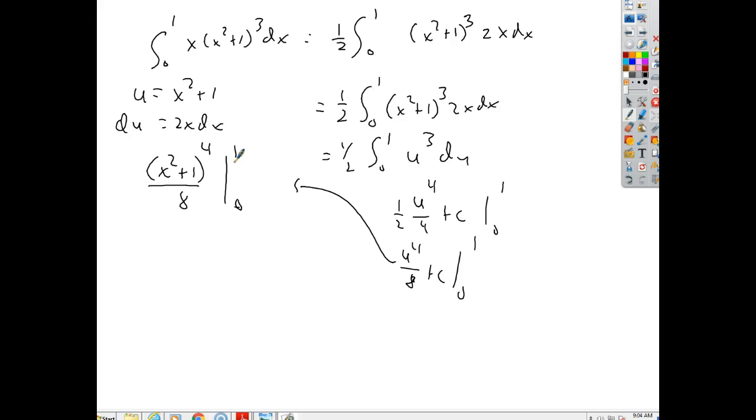Plug in a 1: 2, 4, 8, 16 eighths, minus plug in a 0: 1/8. Is that right? 1/8. Check my work. I get 15 eighths. Got it? Let me cut a few steps out of the middle. Is it okay with you if I cut a couple steps out of the middle?